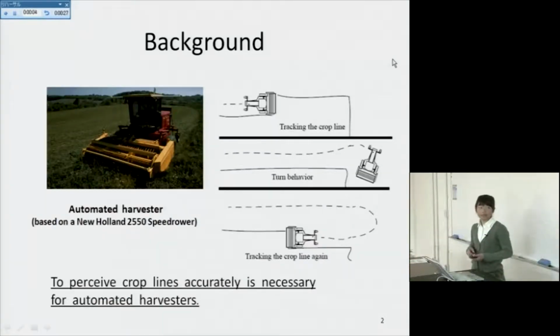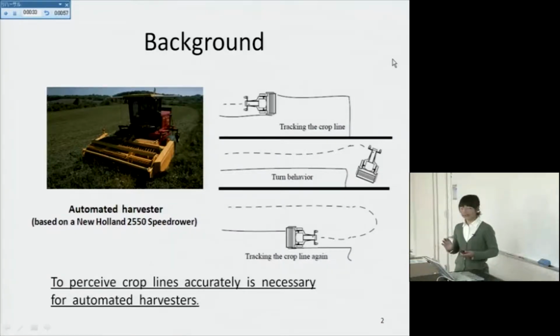First, I'll introduce what an automated harvester is like. This is a picture of an automated harvester. It is an experimental model based on the New Holland Speedrower, and it moves like this.